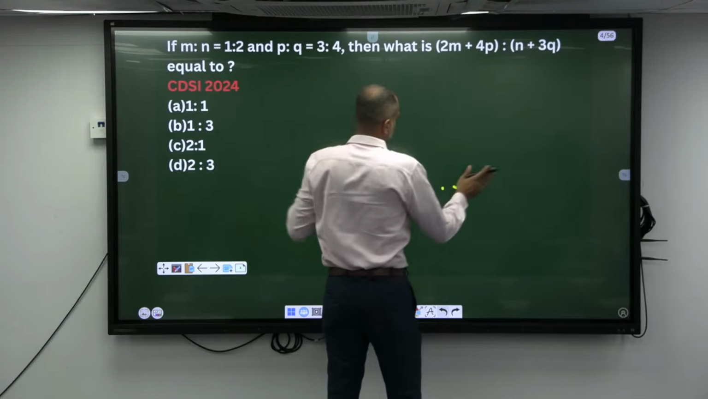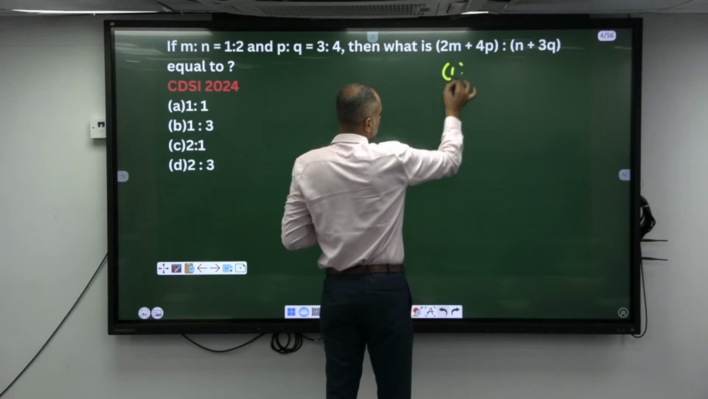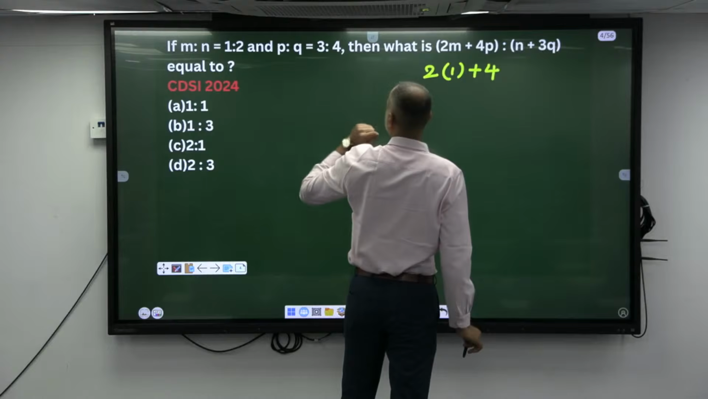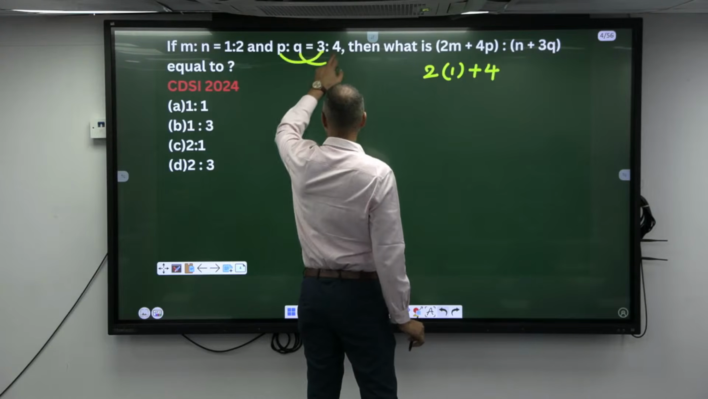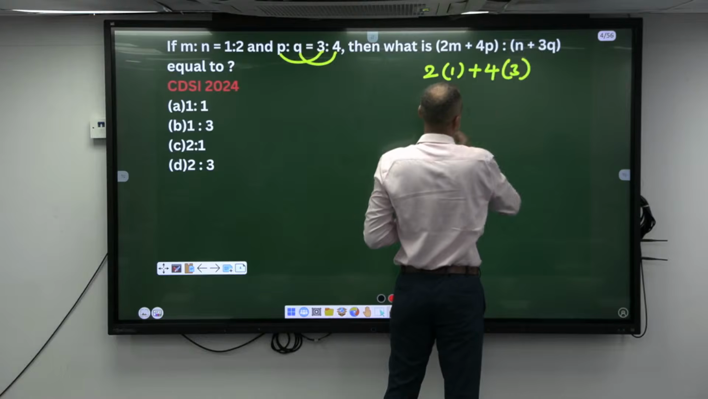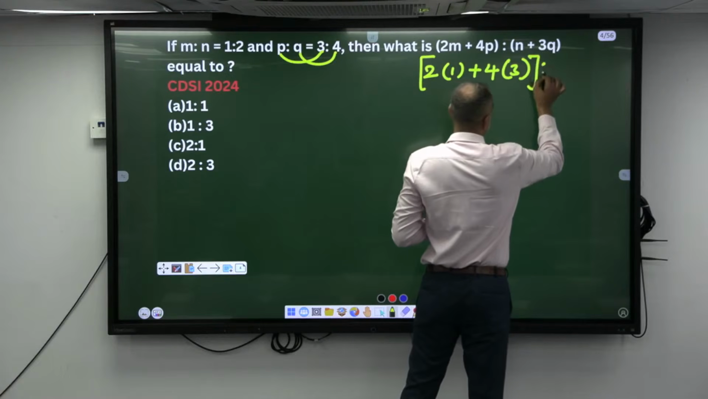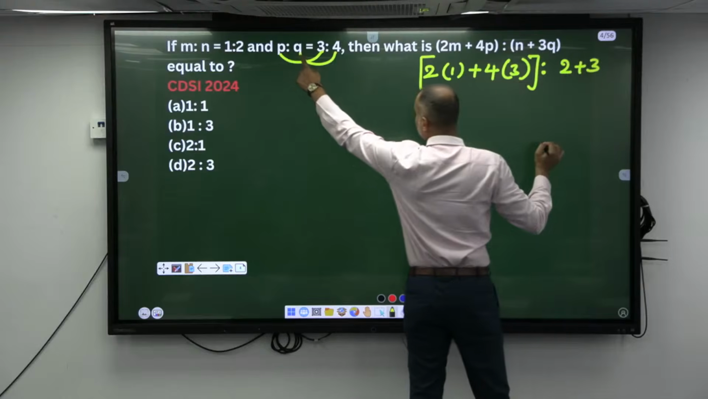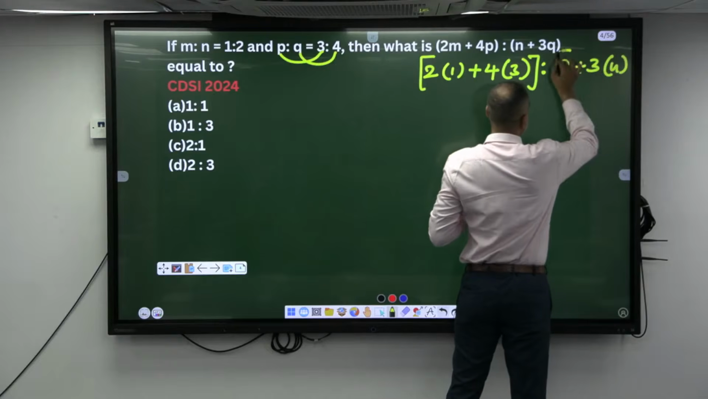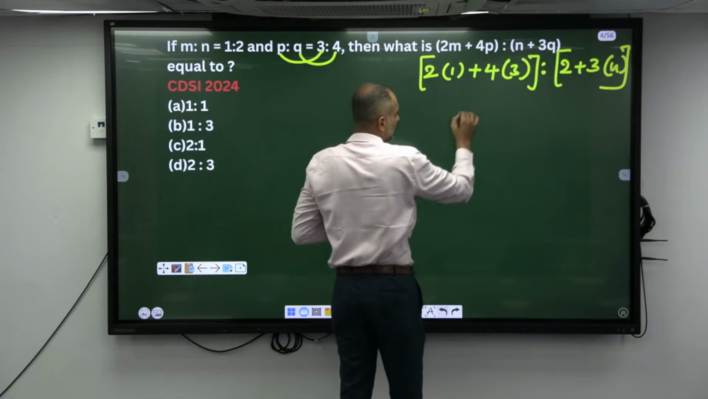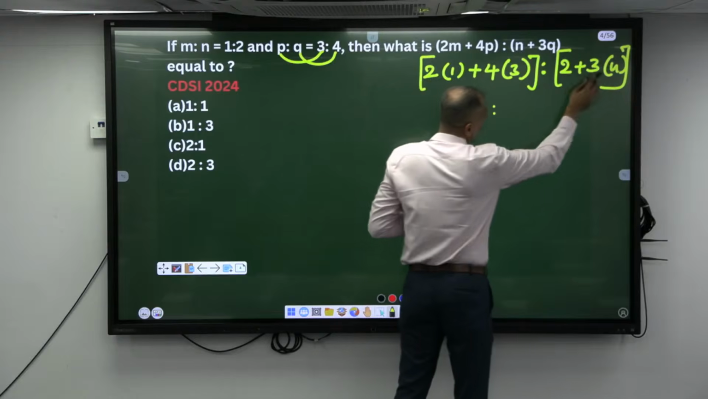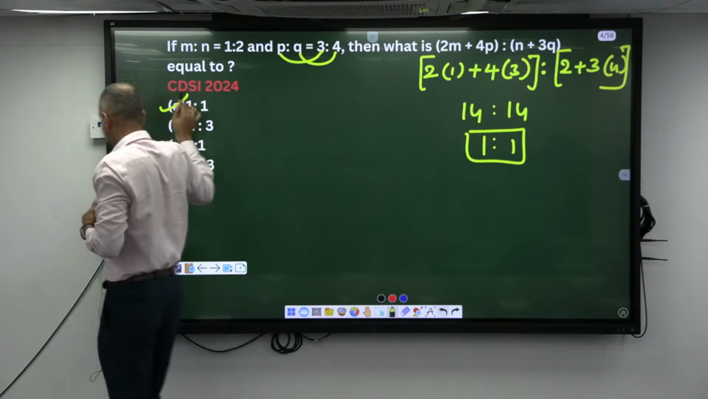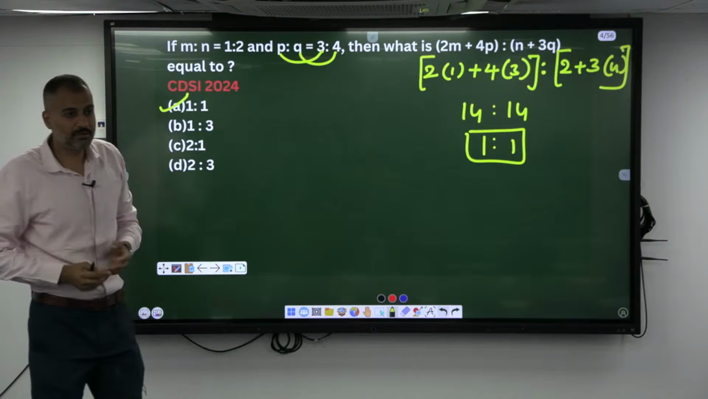See, the m value is 1 here, so I can substitute 1 in the place of m. So, there is 2 multiple plus 4. What is the value of p? P is 3, q is 4. P is 2. What is the value of n? The value of n is 2, plus 3, q value is 4. 2 plus 12, which is 14, is to 2 plus 12, 14. What is the ratio? 1 is to 1. So, they are equal. They are of equal quantity. 1 is to 1.